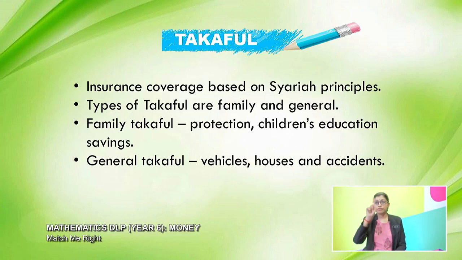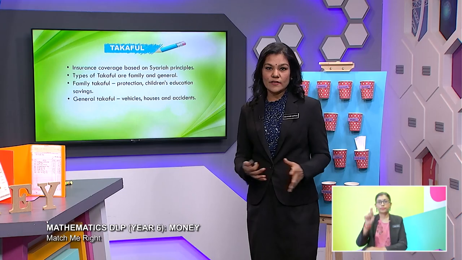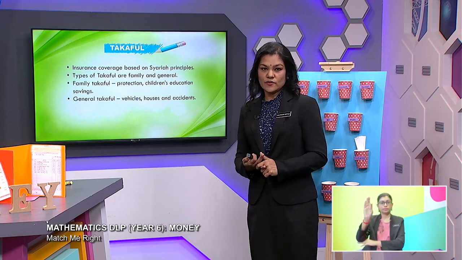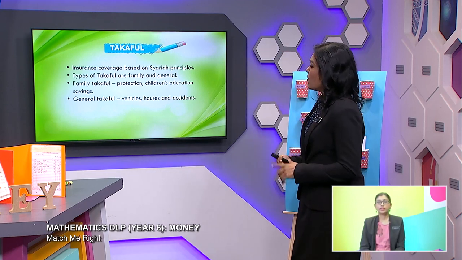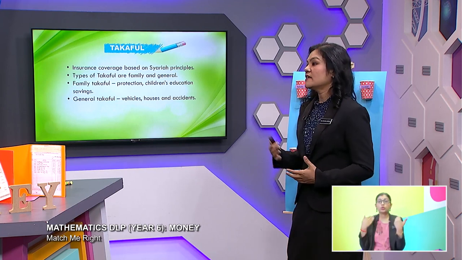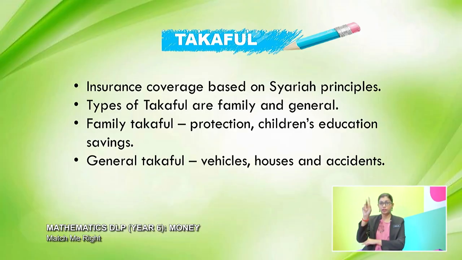We also have takaful. In Malaysia, we have takaful. Any idea about takaful? I'm not so sure. Maybe you can explain it to me. Okay, all the students out there, you have takaful insurance. So what is takaful? It's also an insurance coverage based on Sharia principle. That's why in Malaysia, we have takaful. Types of takaful are family and general. For family, we have protection and also for children's education. For general, as I said, for the properties. Okay, now.